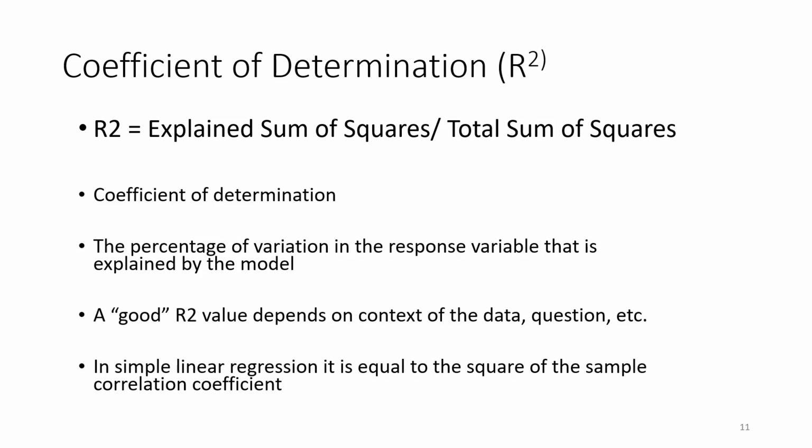A good R squared value really depends on the context of the data, the question, the methodology, etc. We would not expect a high R squared in the social sciences as compared to a more controlled natural science experiment, for example. In simple linear regression, R squared is equal to the square of the sample correlation coefficient.